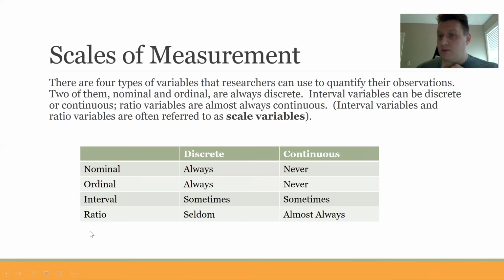We can see a relationship between discrete and continuous variables and the other scales of measurement here. So for instance, nominal variables can only be discrete. Ordinal variables, again, can only be discrete. Interval and ratio variables are many times continuous. They are sometimes discrete, but many times they are continuous. They could be both. But most of the time when you see a ratio scale of measurement, we're talking about a continuous variable.